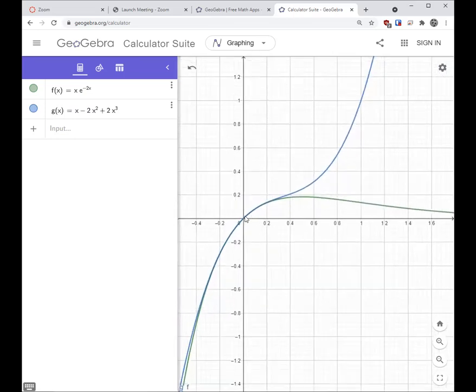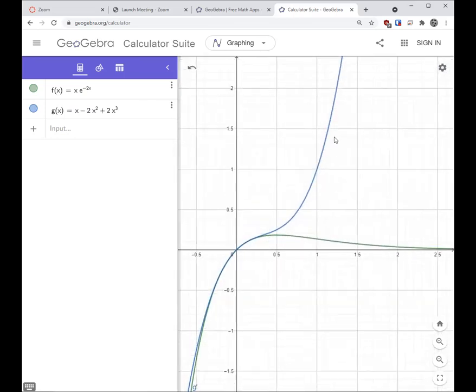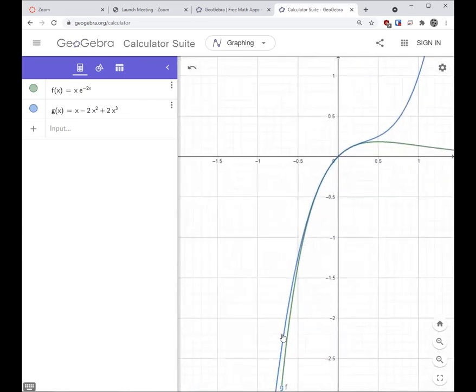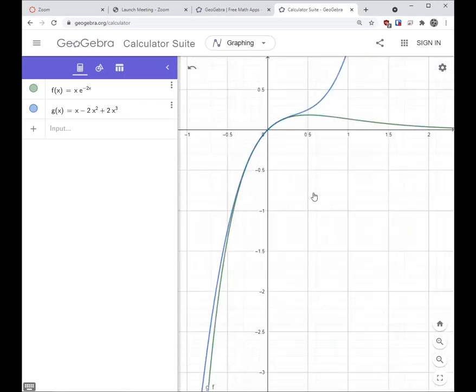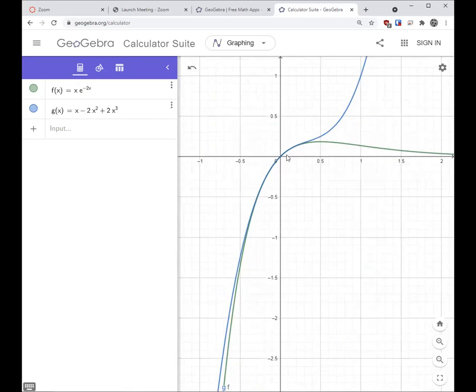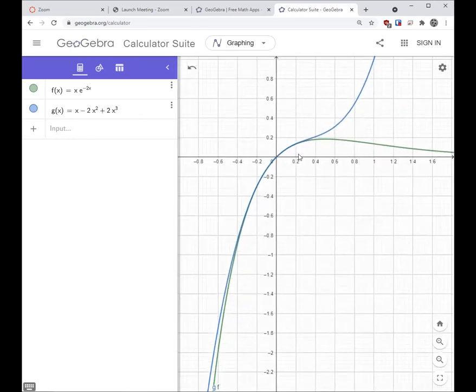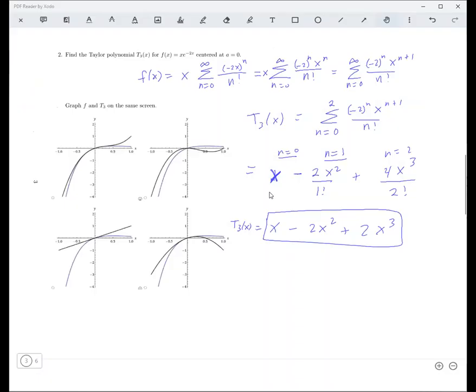Now, of course, as you get away from 0, these are different by quite a bit. So this is only a good approximation when you're close to x equals 0. Okay, so let's see here. Which one is it? It's going to be the first one again.